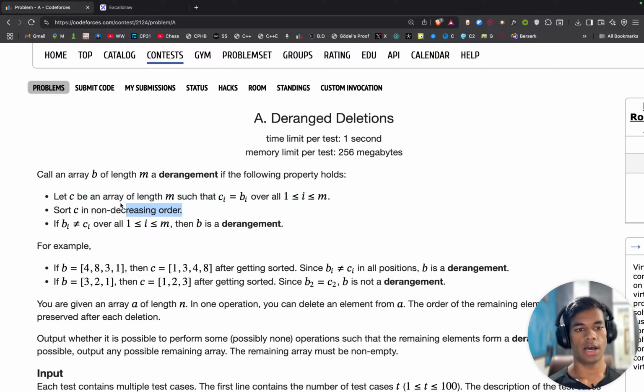So I create another array C, exactly equal to B, and then I sort C in non-descending order, that is, ascending order. It is not decreasing, it is just ascending order. And if none of the elements at the same indexes match in B and C, then it is called deranged.